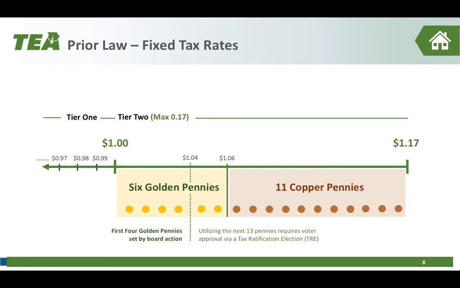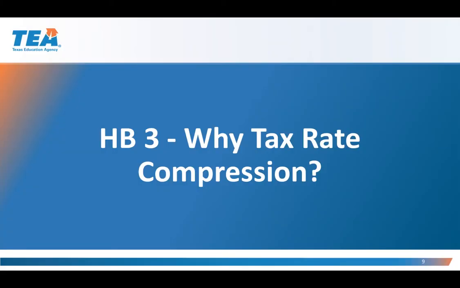and then a Tier 2 with a maximum of 17 pennies above the Tier 1 tax rate, 6 of which were golden and 11 of which were copper. So on to HB3. Why tax rate compression?